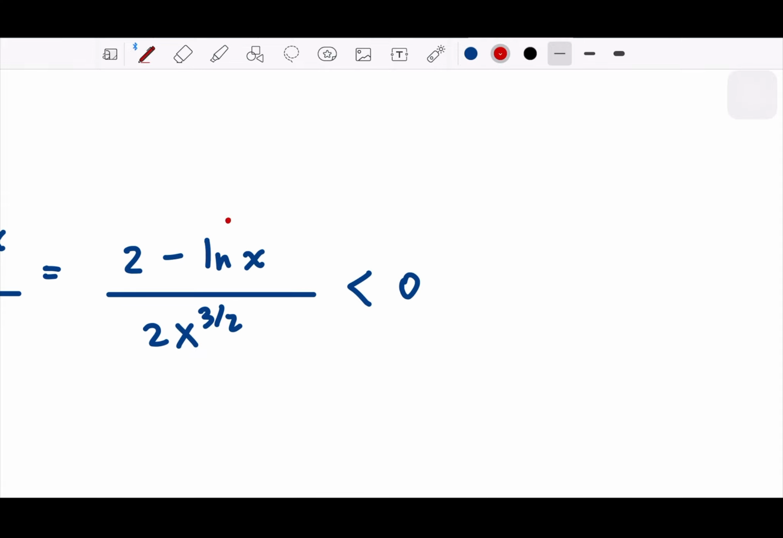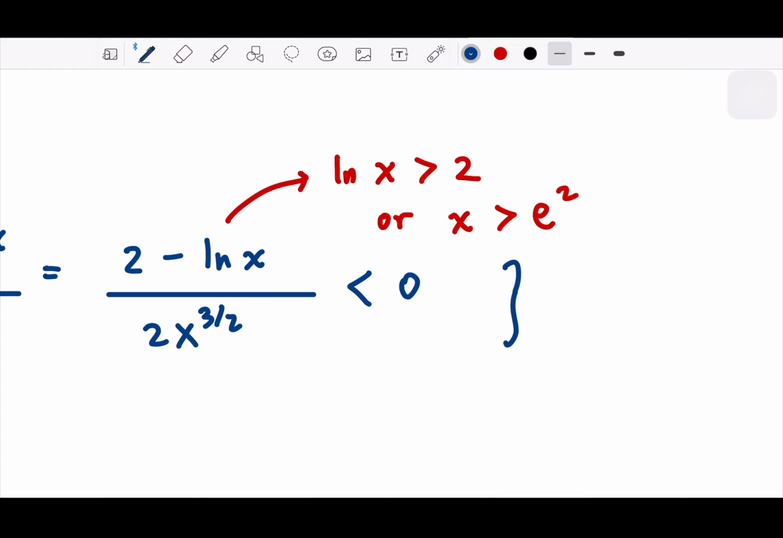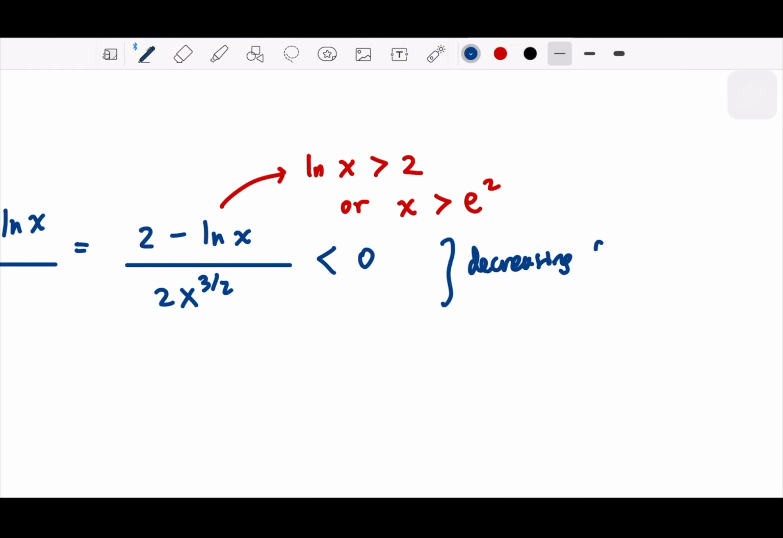So we can have this ln x should be greater than 2, or x should be greater than e squared. So this will be decreasing for x greater than e squared.